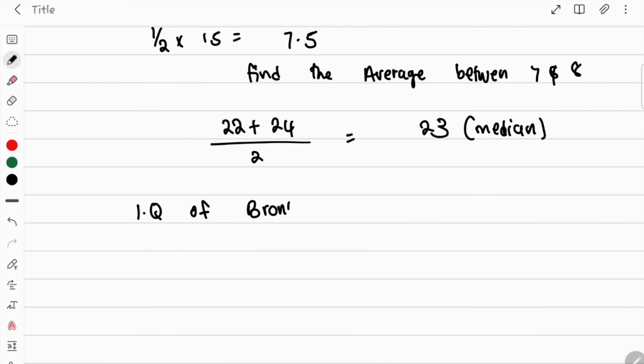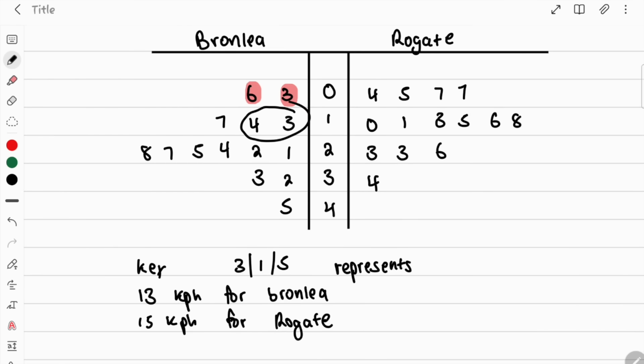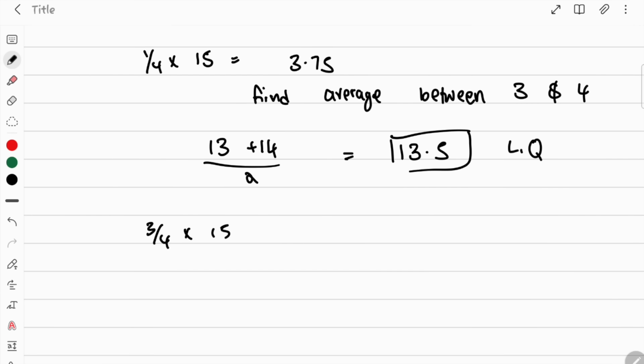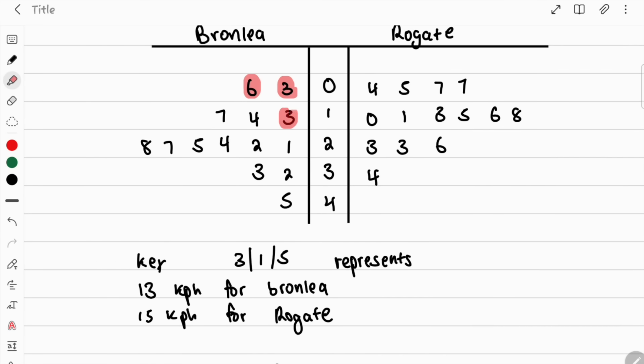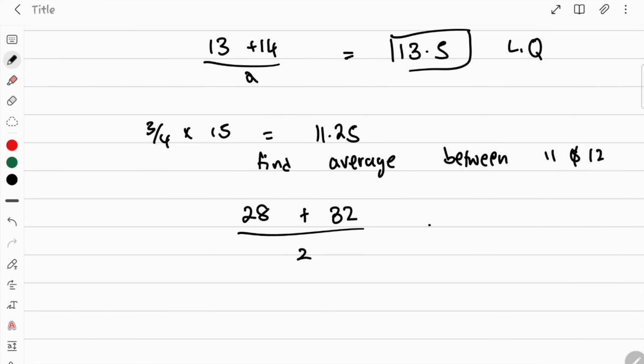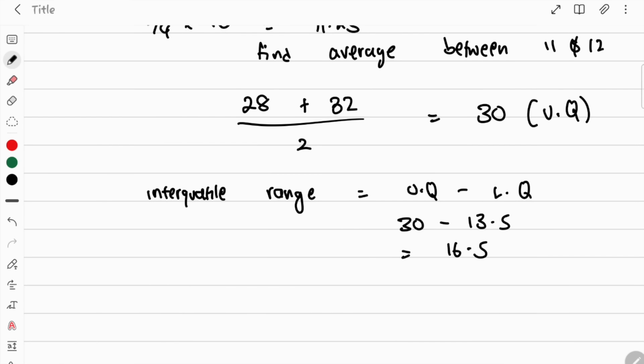With the interquartile range, you find the lower quartile, so you do 1 over 4 times 15, and you do the same thing like you did with the median. And then you would calculate the upper quartile, which will be 3 over 4 times the value, and you find the average between the two values. In this case, it was 11 and 12, so you get 28 plus 32, giving us 30. Now, interquartile range is upper quartile minus lower quartile, giving an answer of 16.5.